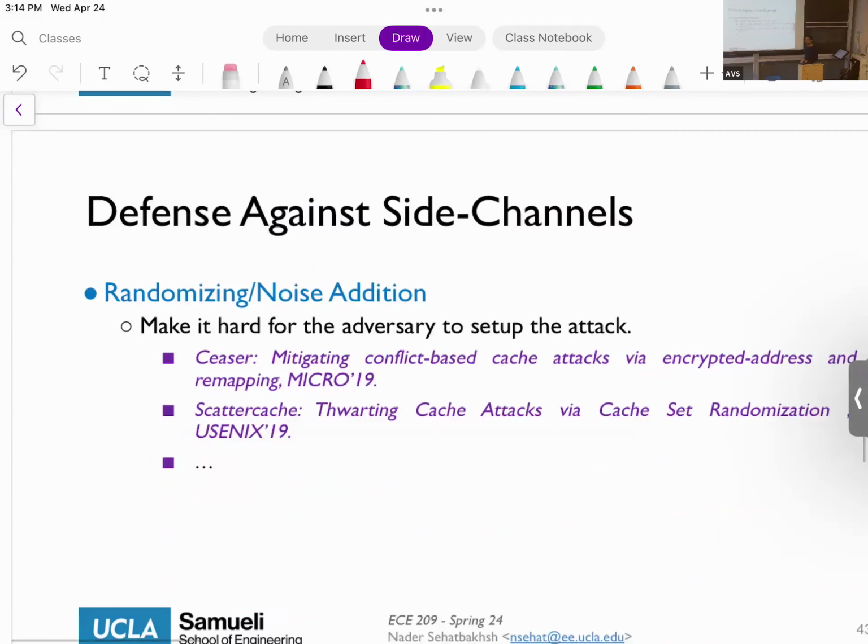The third one is let's actually randomize it. So what we can do is add noise to these measurements. We move things around, we change the delays, the hit does not take the same amount of time as before. So the adversary doesn't really learn anything from measuring, because everything is randomized in terms of noise.